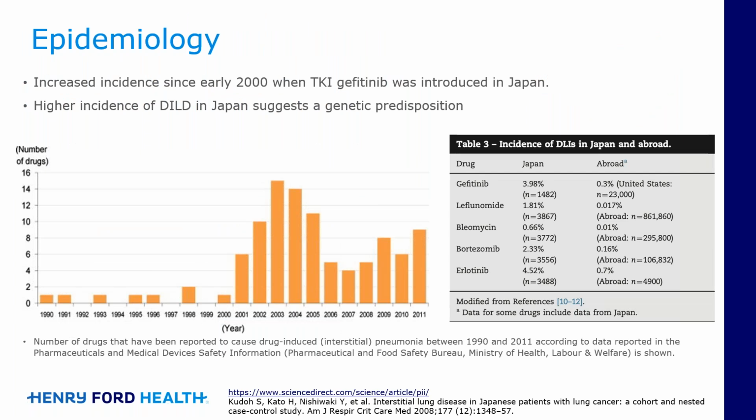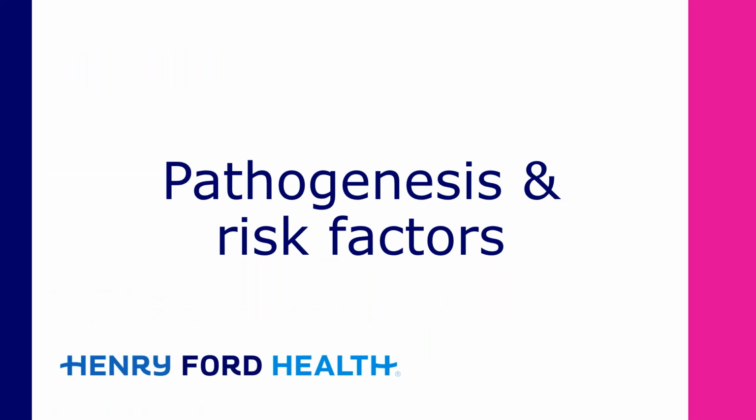In terms of overall epidemiology, I think the year 2000-2001 was extremely important because this was when the tyrosine kinase inhibitor gefitinib was introduced in Japan, and following this, the numbers have significantly increased. Another important point is that there has been a reported higher incidence of drug-induced lung disease in Japan. On the right in this box, when comparing the incidence of drug-induced ILDs in Japan and outside Japan, we see that the incidence is definitely higher, suggesting that there may actually be a genetic predisposition to drug-induced ILD as well from an epidemiological standpoint.